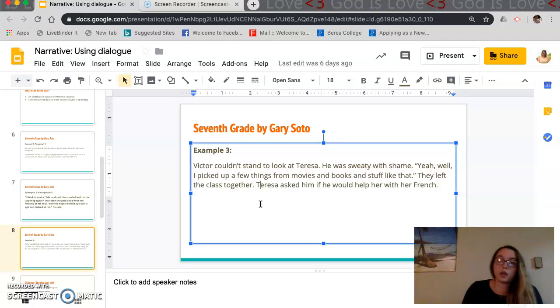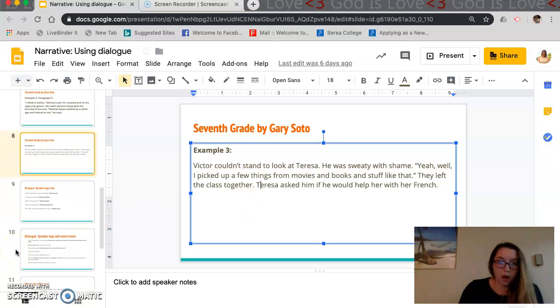And so speaker tags and action beats, as you can see, are a great way to add dialogue and action to your narrative. It provides the reader with imagery, with sensory language. It lets the reader feel like they're part of your story, and that's what we want. We want our reader to be left wanting to read more. We don't want to leave them with questions. We don't want to leave them confused or left hanging.